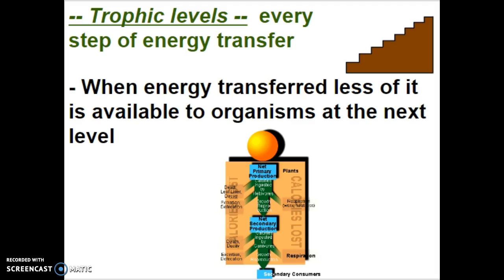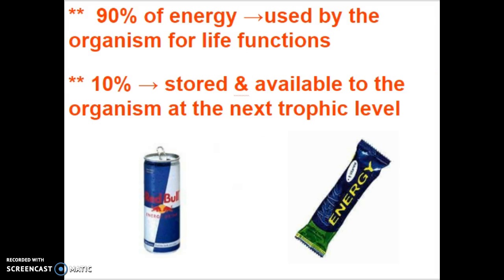So trophic levels is how we take a look at energy transfers, because troph in Latin means energy. So when energy is transferred from one organism to another, less of it is available to organisms at the next level. So 90% of energy is that assimilated energy.